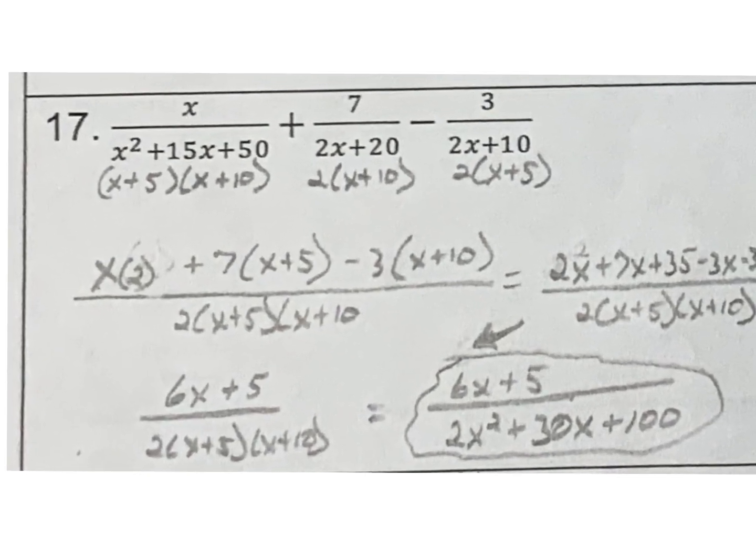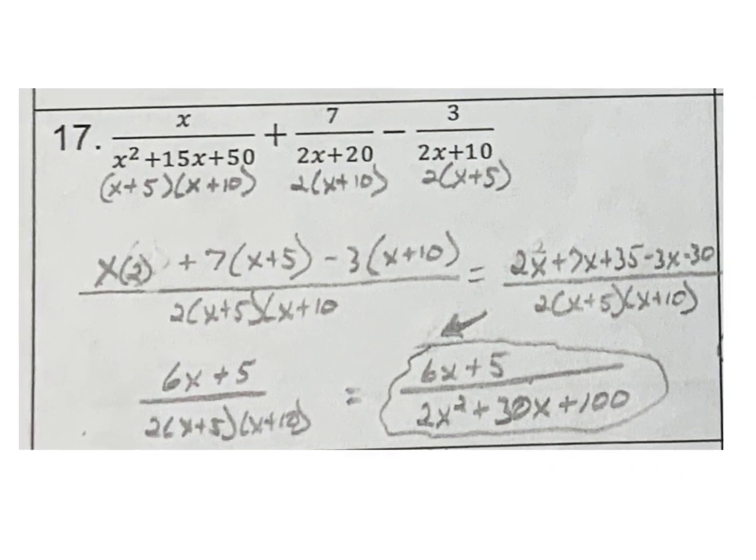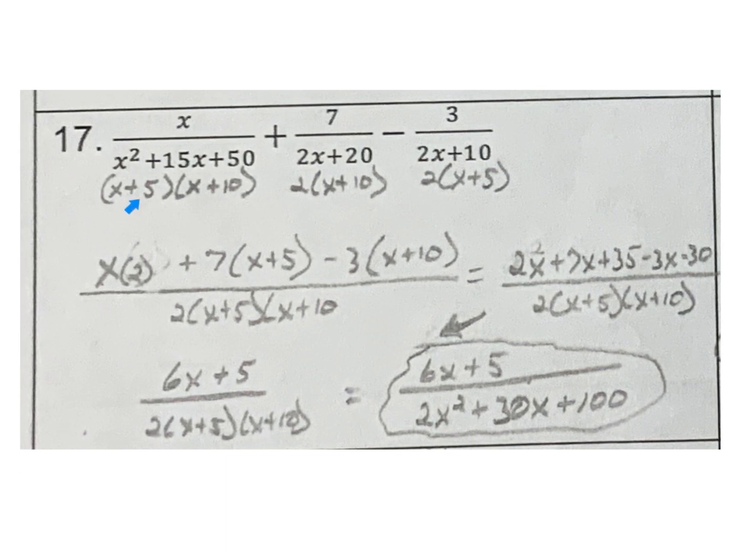In this one, we have an addition and subtraction of some rational expressions. Again, I'm going to find my lowest common denominator. We have x plus 5 times x plus 10 for the factors of the first fraction's denominator, and then 2 times x plus 10 for the second fraction, and the denominator of the third fraction simplifies to 2 times x plus 5. So x plus 5, x plus 10, and 2 is going to be the common denominator, all right? I have that represented here.